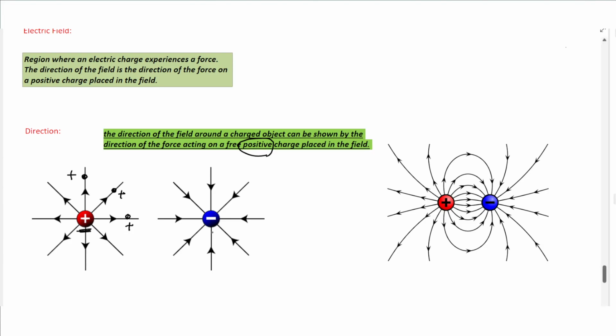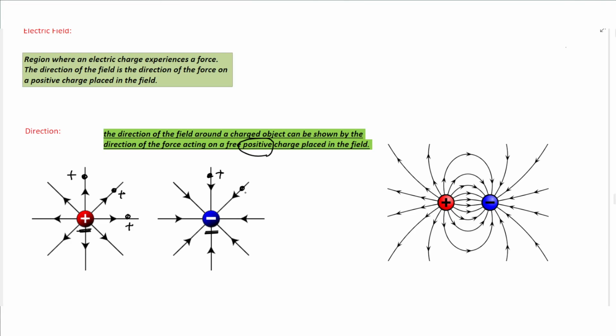The opposite will happen if the source of the field is negatively charged. If you place a positive charge around the negatively charged object, it will be attracted inwards. So the field around the negatively charged object is inwards, or we say that the field is directed from the positive charge towards the negative charge if you have several charges.